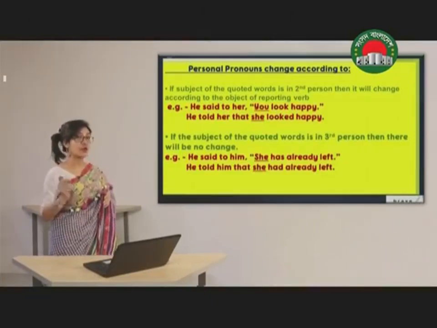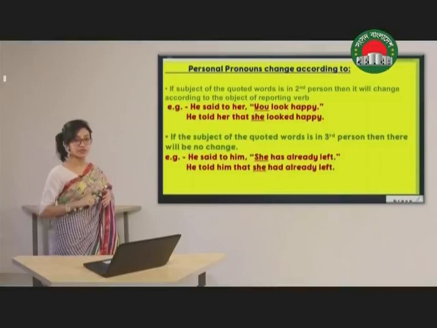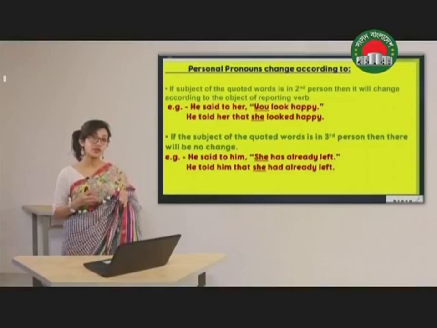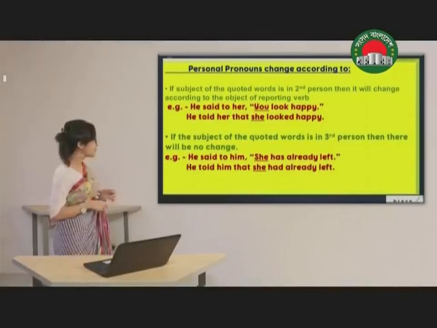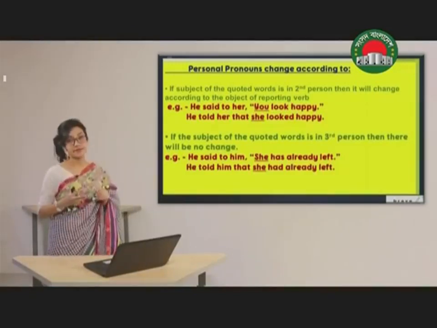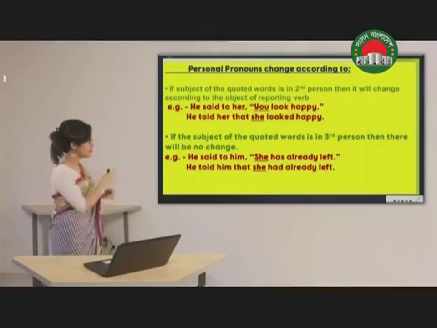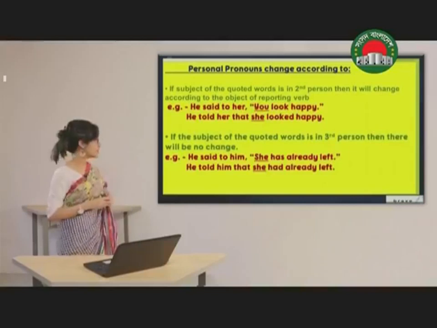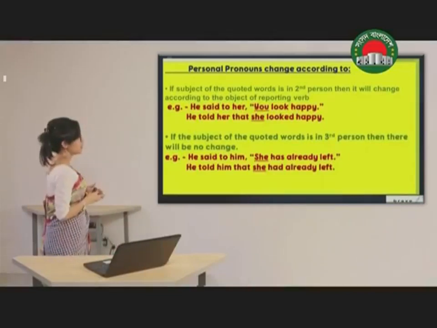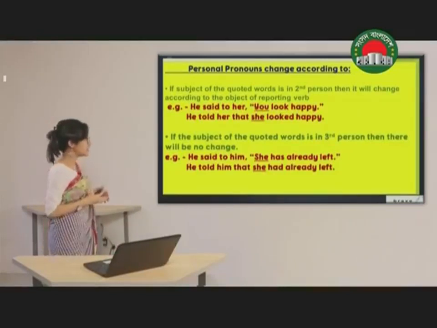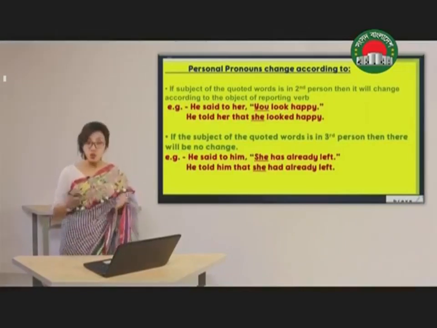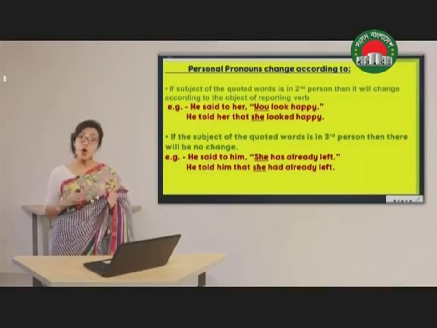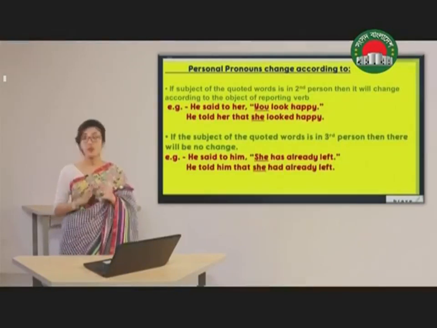So as you can see, the pronoun you is in second person. For that reason, according to the formula, we have changed it according to the object. What was the object? The object was her. For that reason, we have used she in this case. Now what's the third rule? The third rule is, if the subject of the quoted verse is in third person, then there will be no change. So in case of he, she, it, or any other singular noun, we are not going to change it.